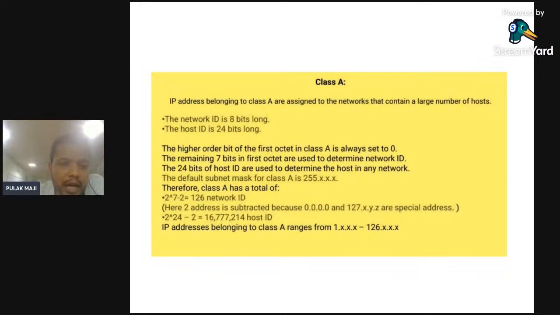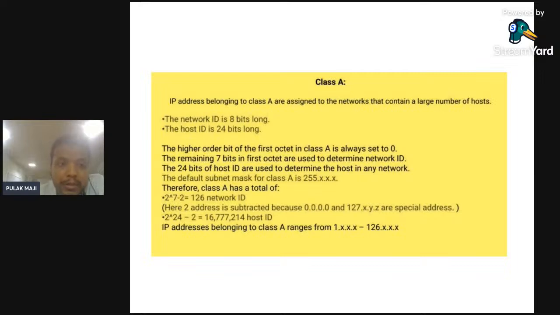Similarly, what will be the next value? The next value will be binary 1. How can we write binary 1? 1, 2, 3, 4, 5, 6, 7, and the last bit value is 1. In this way, moving on, the last value will be 1, 1, 1, 1, 1, 1, 1 with the zero in front, because it is a combination of 8 bits.